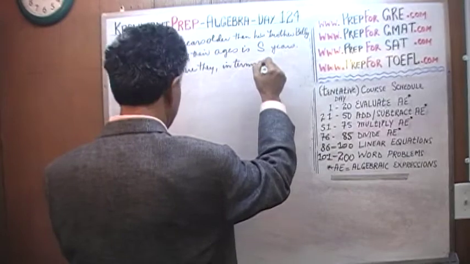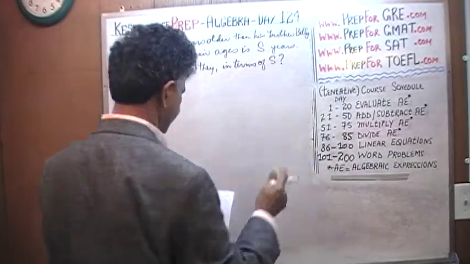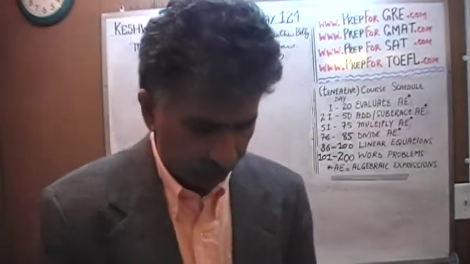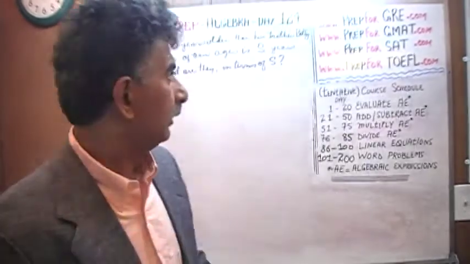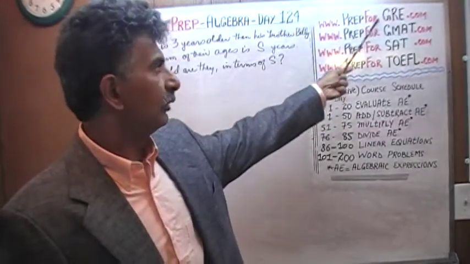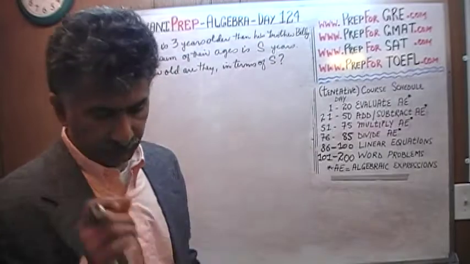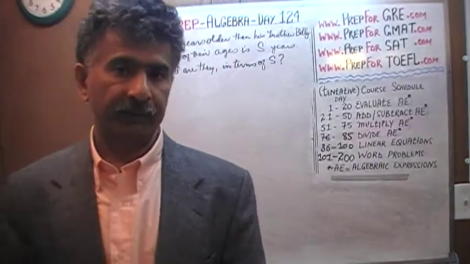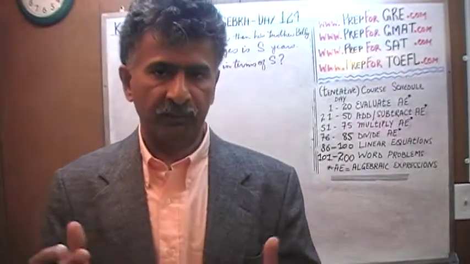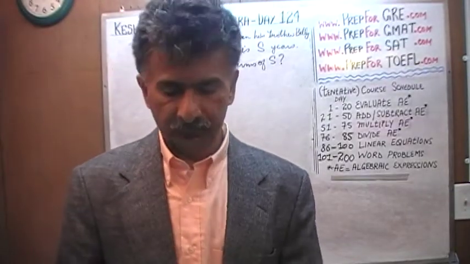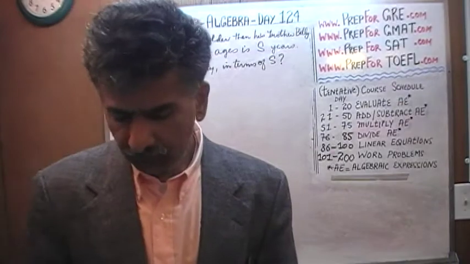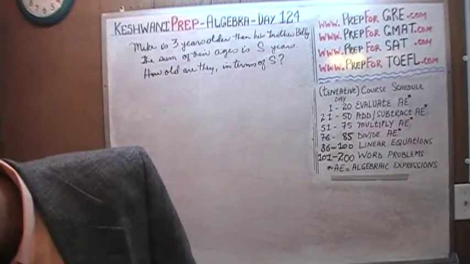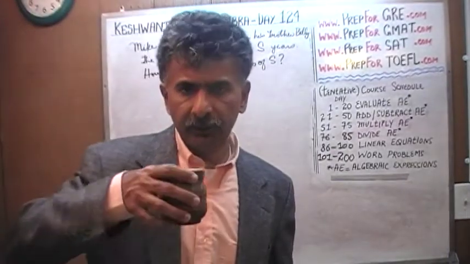in terms of S? A very typical question that you will find on SAT, if you're preparing for SAT or GRE or GMAT. In the real exam they would not ask how old are they, they will say how old is Mike or how old is Billy in terms of S. There are two ways this problem can be solved.